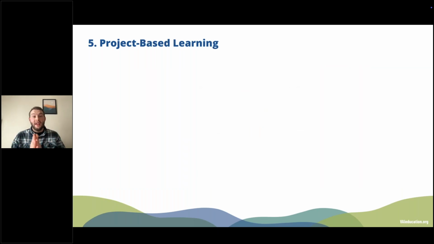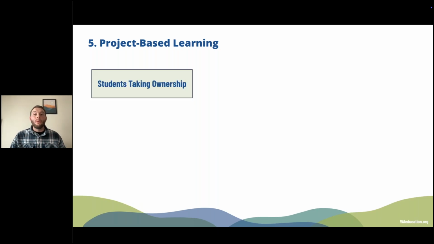My final one for you today, the 5th one. I know we've all heard this before, but stick with me here. The 5th one is called project-based learning. Now, I know you've heard about this before, but I feel like I would be missing something if I didn't at least mention it once. So project-based learning, remember, is this idea that we're creating a project for our students.